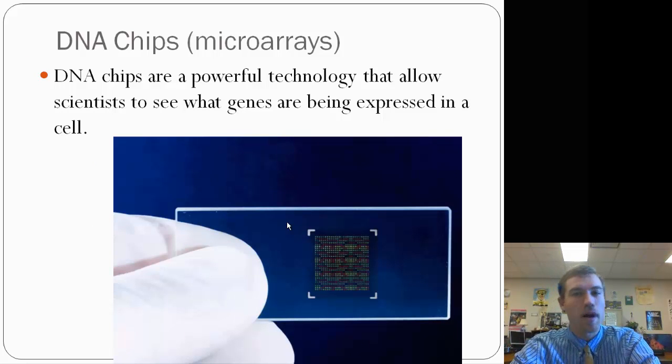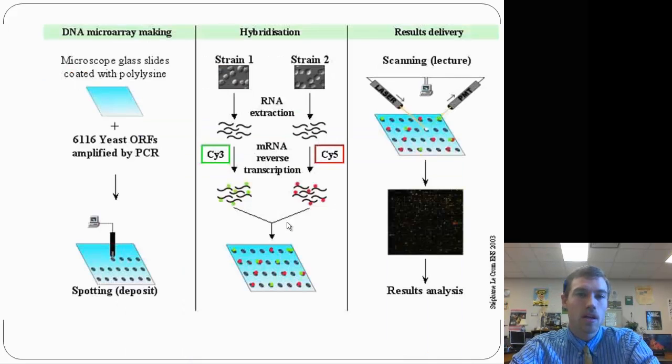DNA chips are a very powerful technology that allow scientists to see what genes are being expressed in a cell. And if we can see what genes are being expressed in a cell, then we can investigate what genes are being expressed when a cell is cancerous and what genes are being expressed when a cell is normal. So how does this all work?